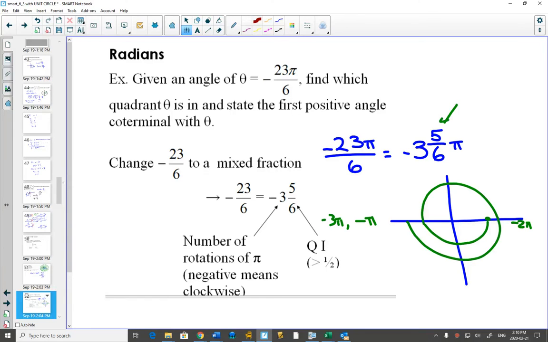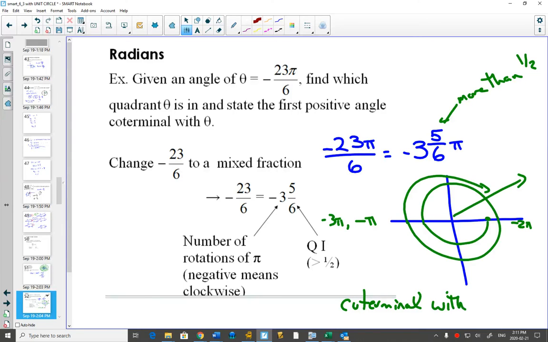And because this is more than half, it has to be in quadrant 1. And the nice thing about radians is that you will know right away that this is coterminal. What is the pi over 6 family in quadrant 1? Pi over 6.